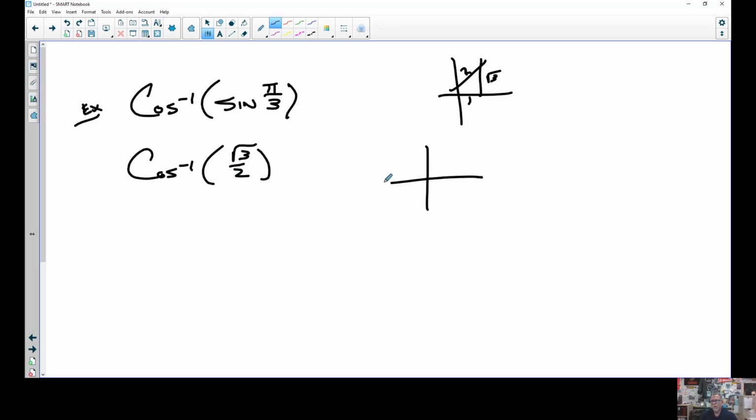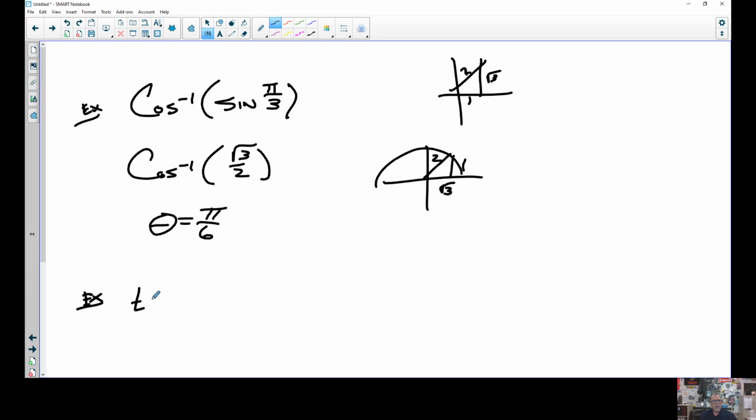So now cosine goes from here to here. This is positive, so it's going to be here. And the cosine would make this root 3, this 2, and this 1. So now we've got theta equal to pi over 6, right? Because this would be pi over 6 as that angle. All right, one last one, and then I'll let you go.